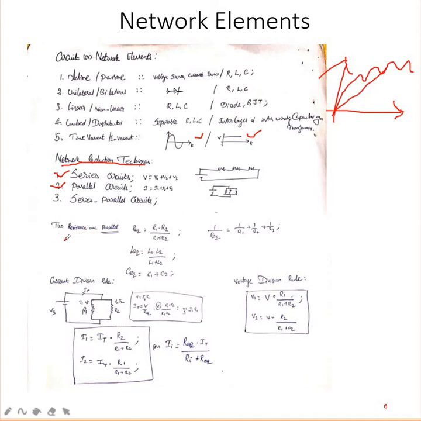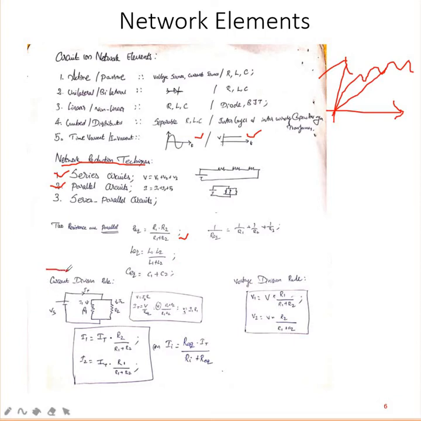Okay, if two resistances are connected in parallel, R equivalent is product by sum: R1 into R2 divided by R1 plus R2. Okay, this is a rule. This is a formula.